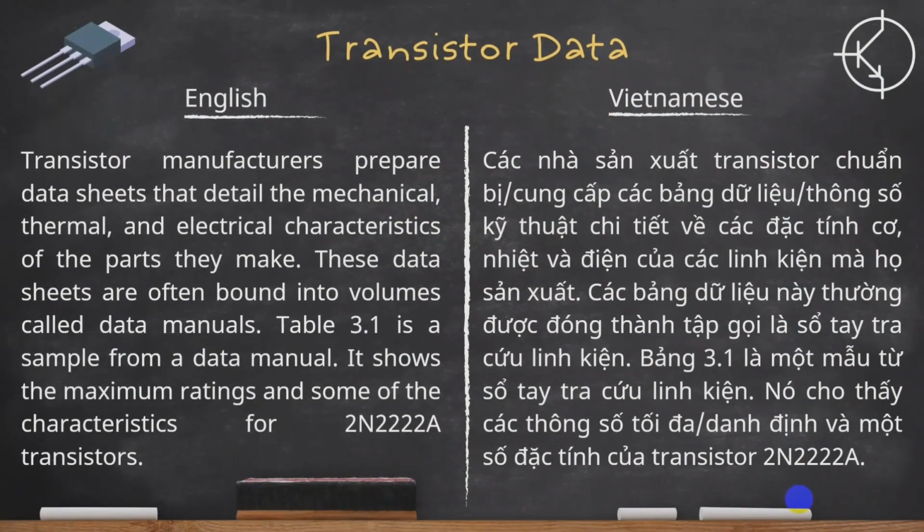Transistor manufacturers prepare data sheets that detail the mechanical, thermal, and electrical characteristics of the parts they make. These data sheets are often bound into volumes called data manuals. Table 3.1 is a sample from a data manual. It shows the maximum ratings and some of the characteristics for 2N2222A transistors.